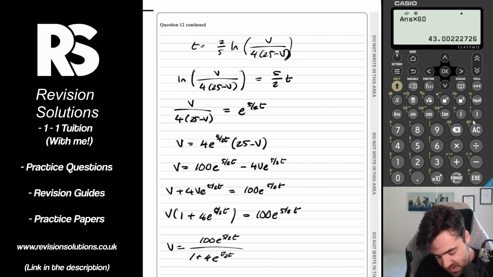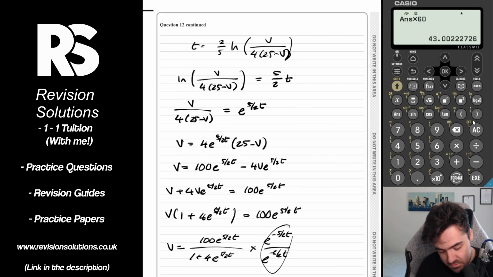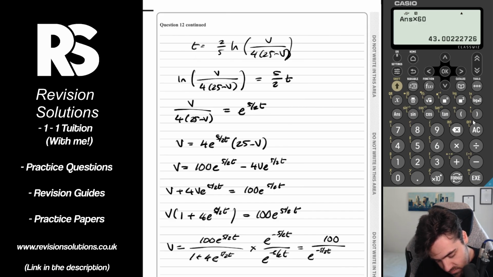Then we wanted the negative exponential form with the two constants. So to get rid of these positive exponentials, let's just multiply the top and bottom by e to the minus 5 over 2t. Because using our rules for indices, we know that these will combine to give a power of 0, so they'll vanish. I'm allowed to do that because this is just multiplying by 1, so it's not changing the value of my fraction at all. That would leave us with 100 over e to the minus 5 over 2t plus 4.